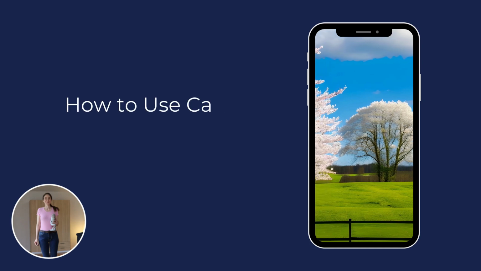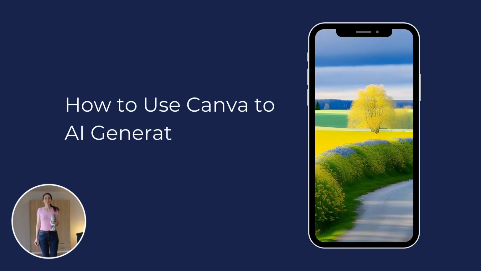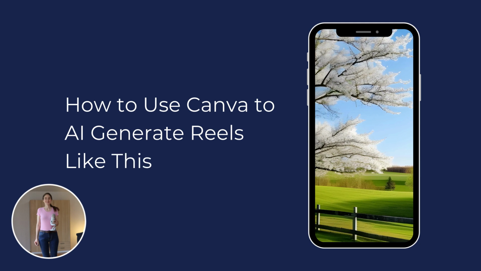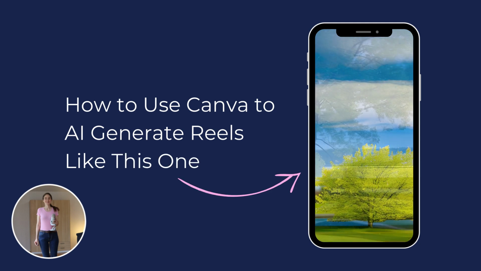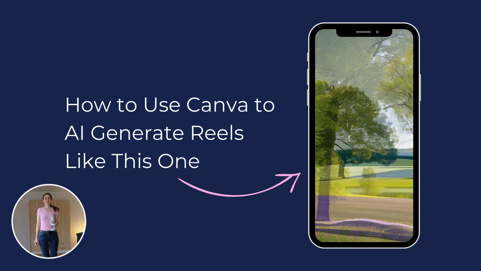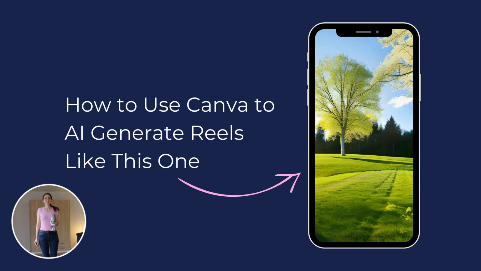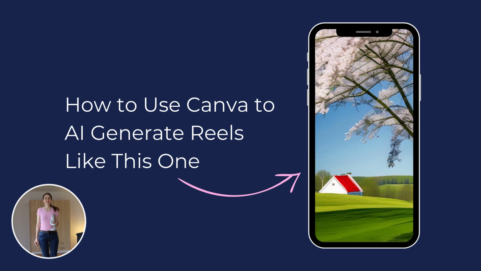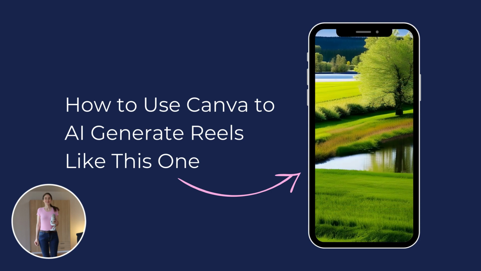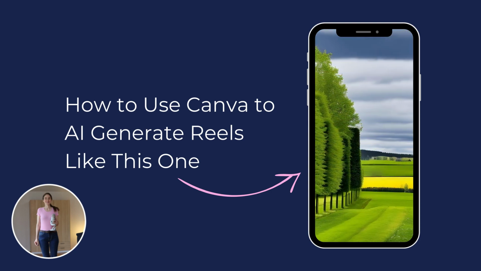How to use Canva's artificial intelligence tool to generate beautiful reels like this one really fast. Now you can quickly create beautiful reels using AI in Canva, and if you want you can create hundreds of beautiful reels this way in minutes.